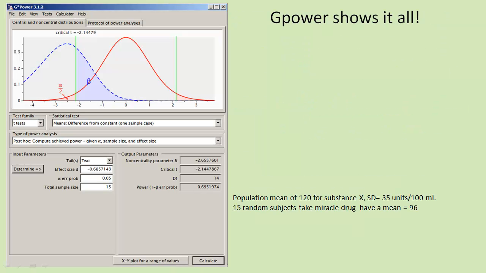A marvellous free program called G-Power works out the effect size measures we discussed in the previous slide for us. For example, by simply entering the population mean, standard deviation and sample size, it calculates Cohen's d and also the non-centrality parameter and the critical t-value for a given critical value. Notice here we have selected a critical region equal to 5%, which gave a t-value of 2.144, which you may remember we obtained by hand earlier.